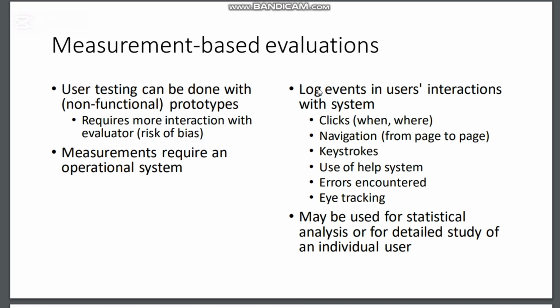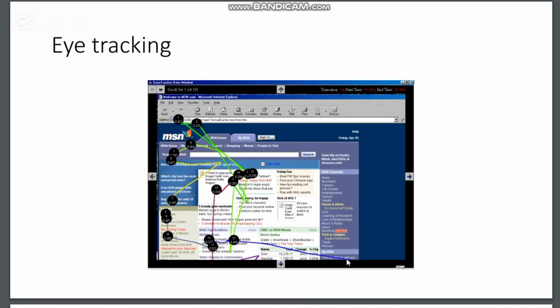Then log events in users' interactions with the system. These are basically the user's interactions with the system. Use of help system, keystrokes, navigation, clicks, etc. may be used for statistical analysis or for detailed study of an individual user. Detailed study basically means the user persona.